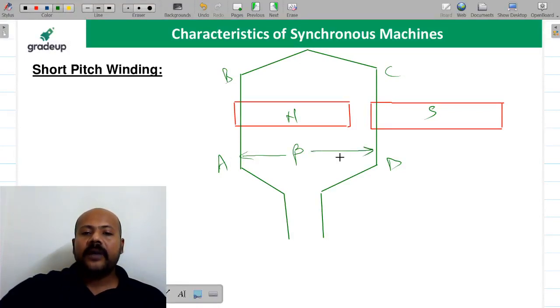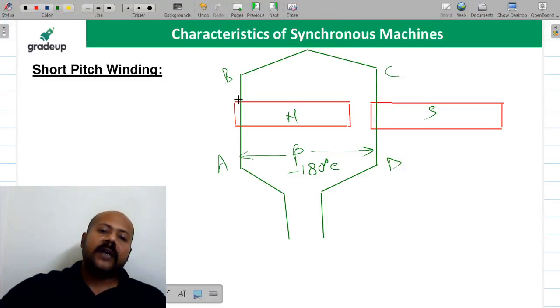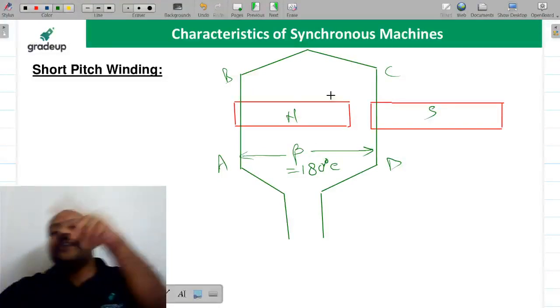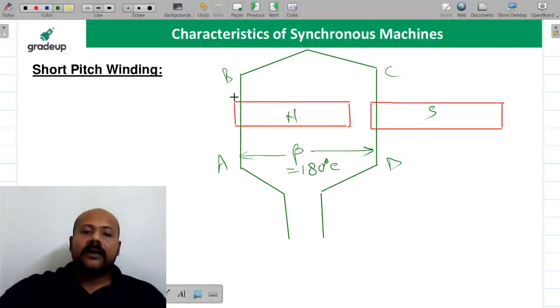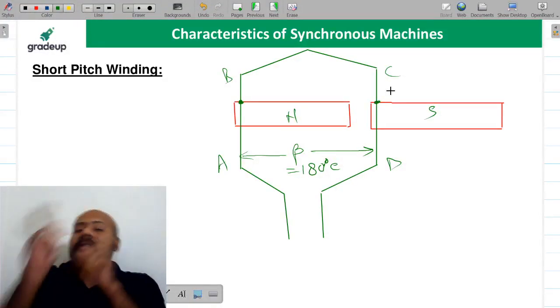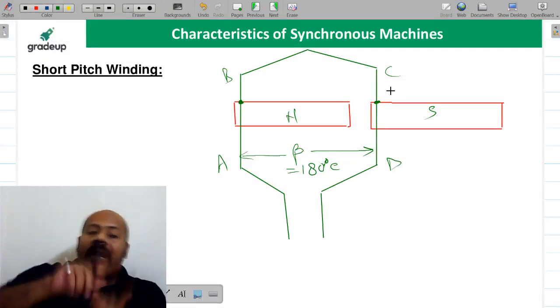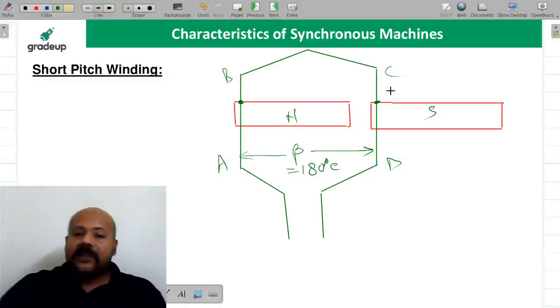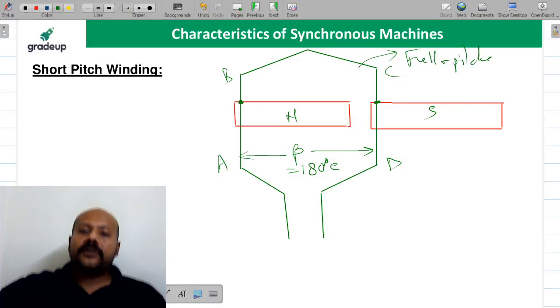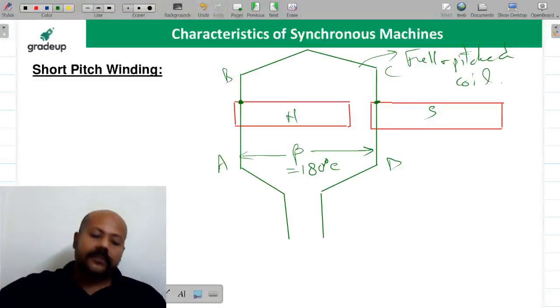What is coil span? Beta, and this beta is equal to 180 degree electrical, because you started at this point and the similar point on the adjacent pole you are getting here. This point and this point are similar points on the adjacent pole. So if your coil span is equal to the pole pitch, that is 180 degree electrical, it is going to be a full pitched coil. Yes or no, beta?